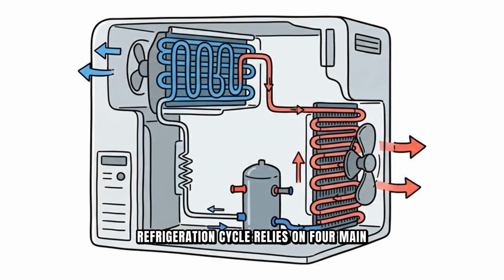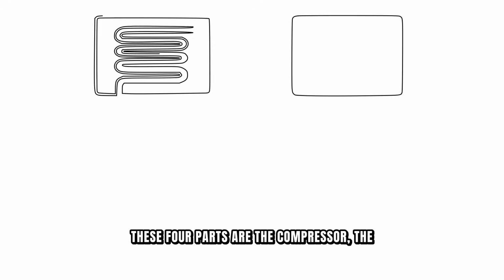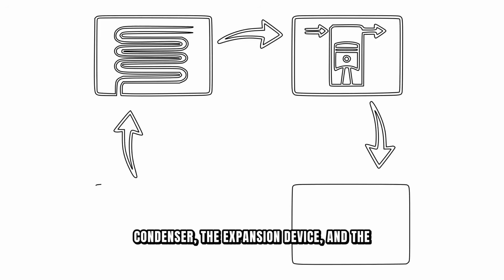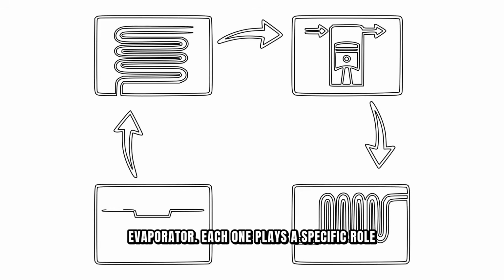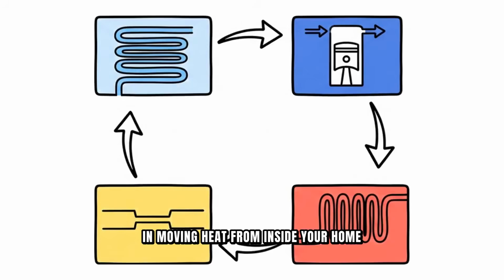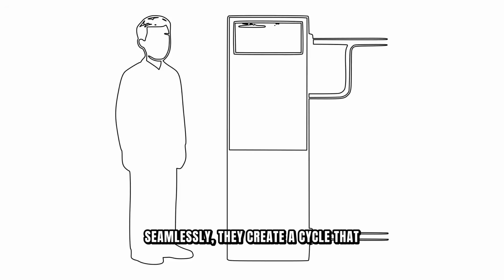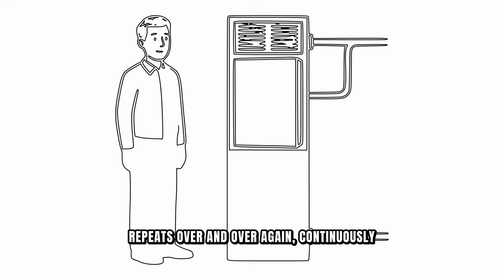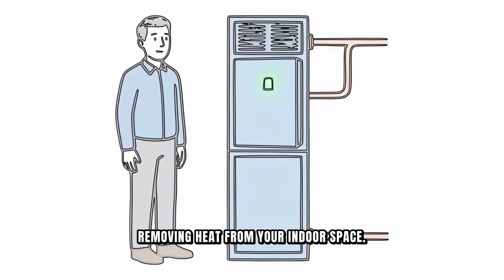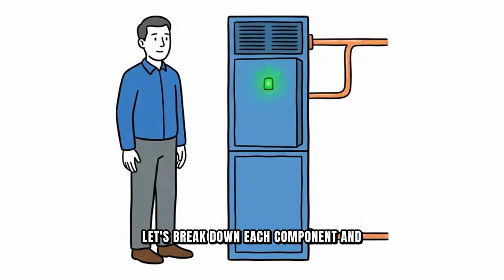The refrigeration cycle relies on four main components working together in a continuous loop. These four parts are the compressor, the condenser, the expansion device, and the evaporator. Each one plays a specific role in moving heat from inside your home to the outside air. When these four components work together seamlessly, they create a cycle that repeats over and over again, continuously removing heat from your indoor space. Let's break down each component and understand what it does.